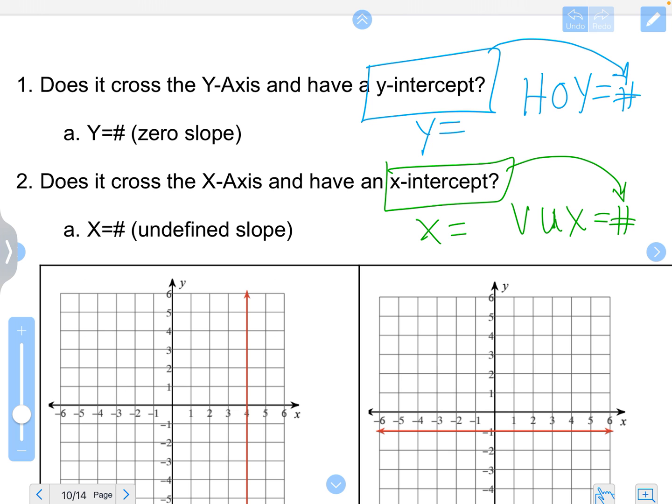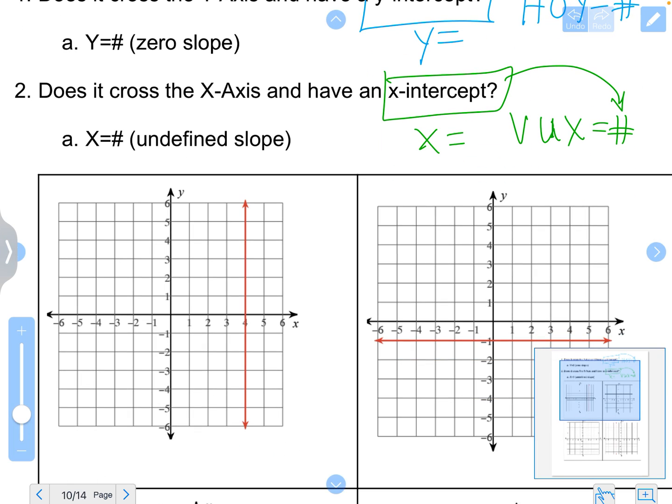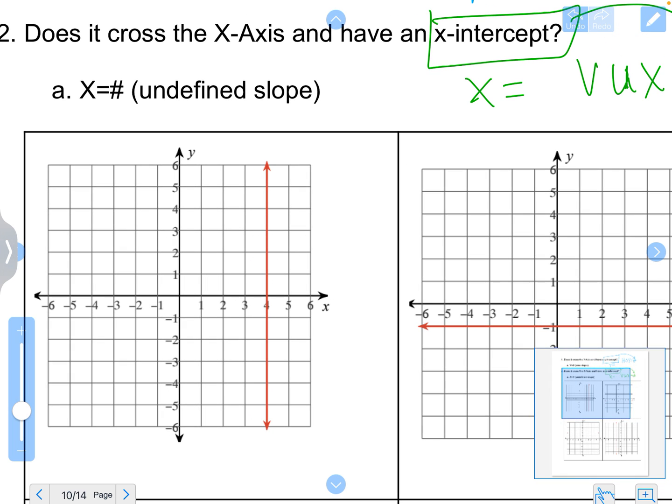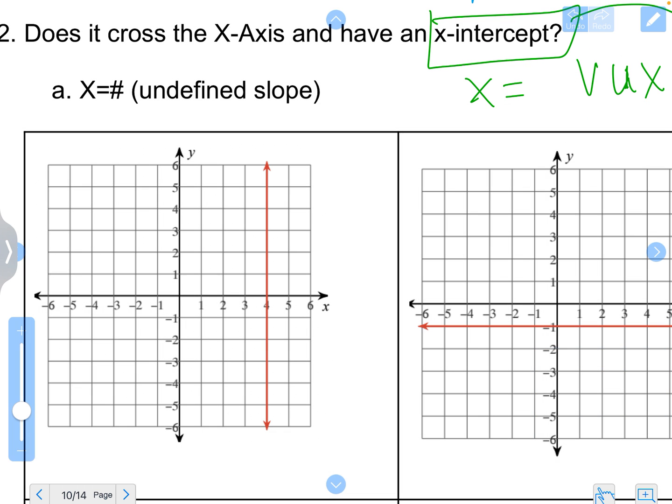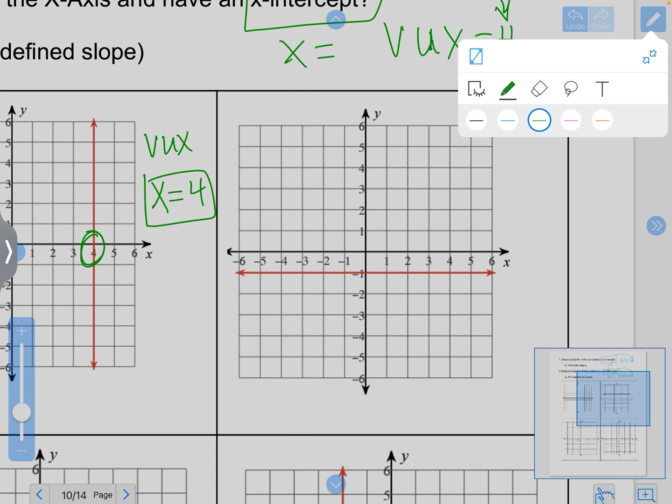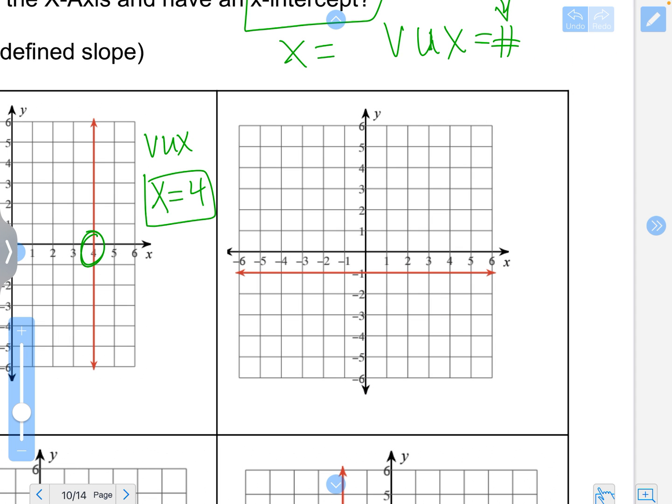So vertical is VUX, horizontal or flat line is HOY. We have a vertical line right here. It's going up and down, so that tells me it's going to be a VUX, which means it's going to be x equals, and it equals 4. So this is a flat line, or this is a HOY, flat line or horizontal, which tells me that it's going to be y equals, and it's y equals -1.